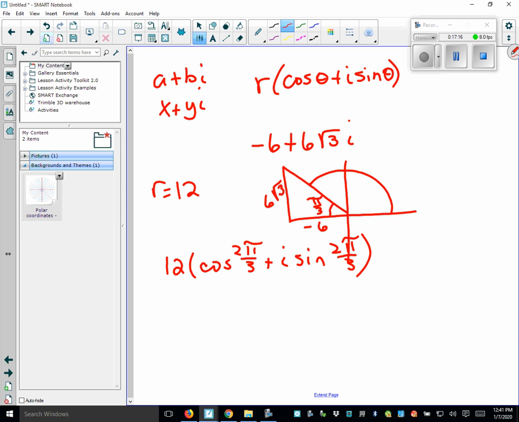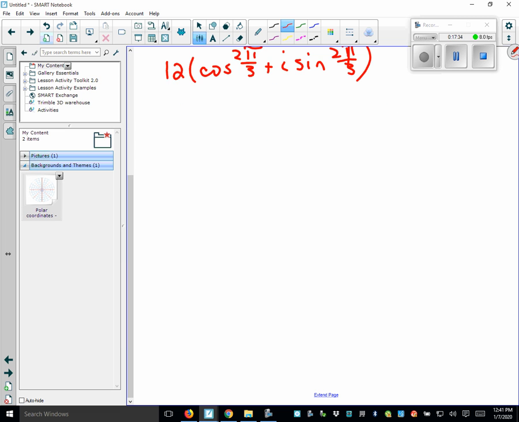Right? Do you agree? Everybody okay with that? So what did we do here? We went from rectangular to polar, right? So now, let's go polar to rectangular.